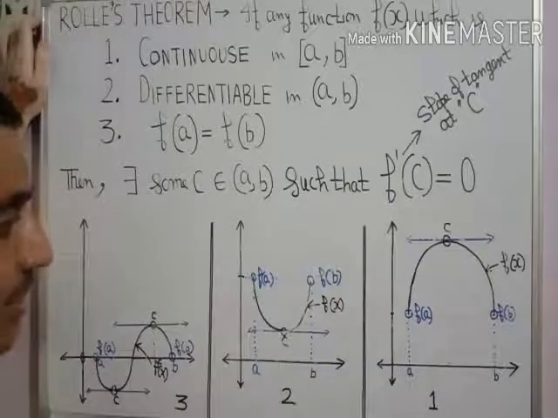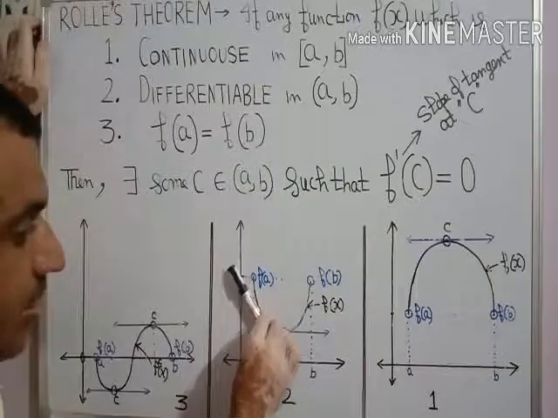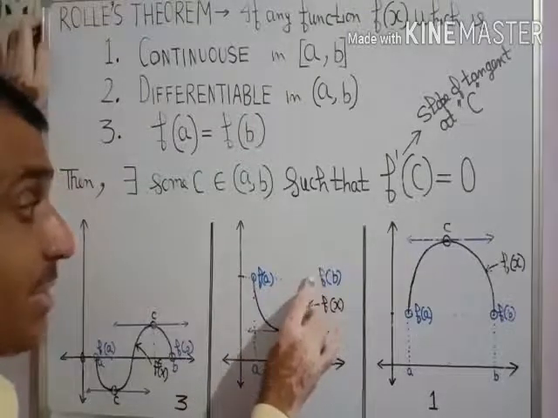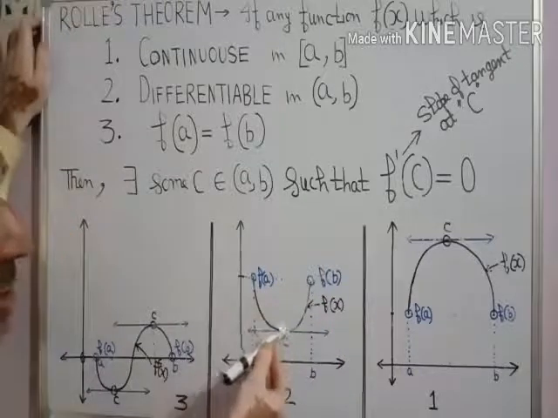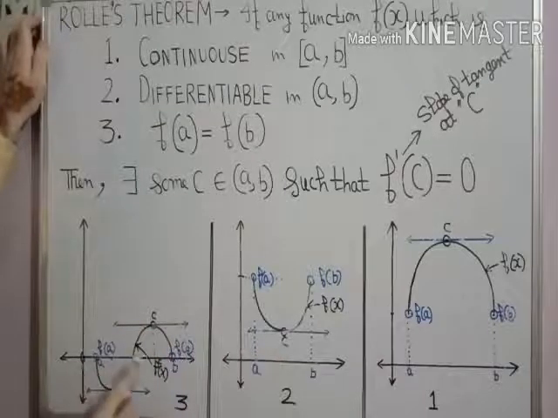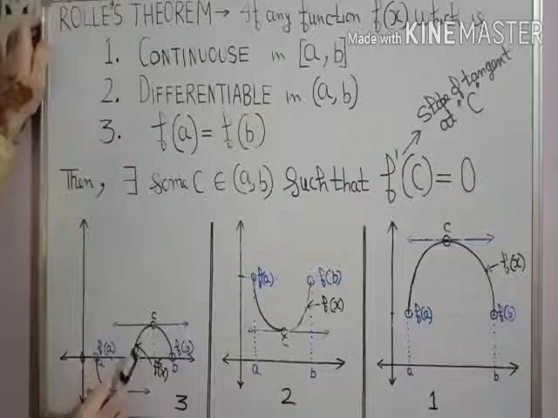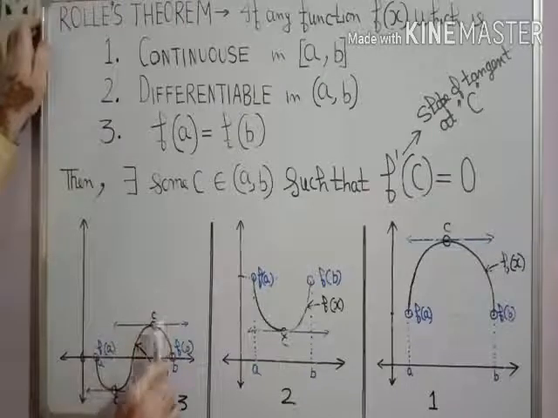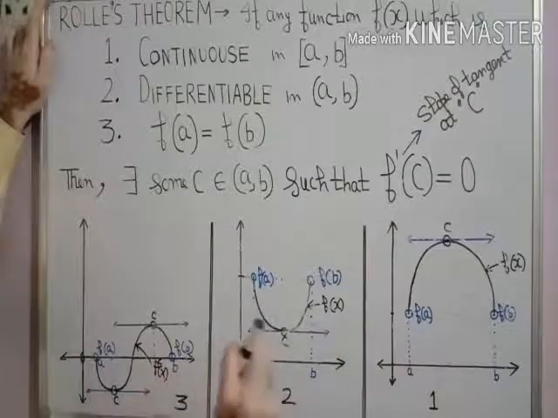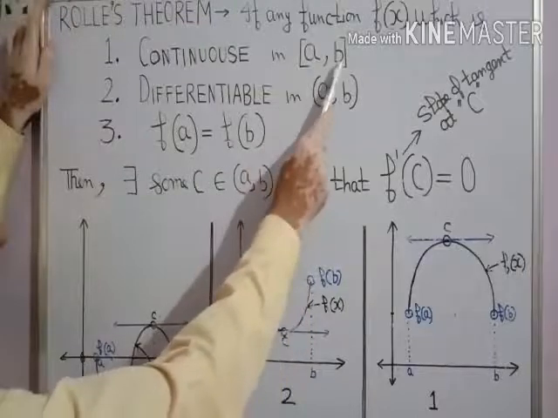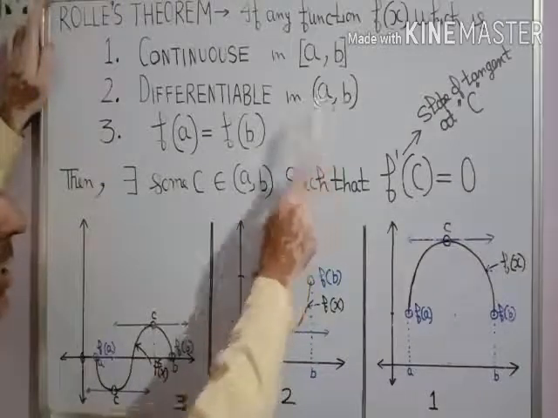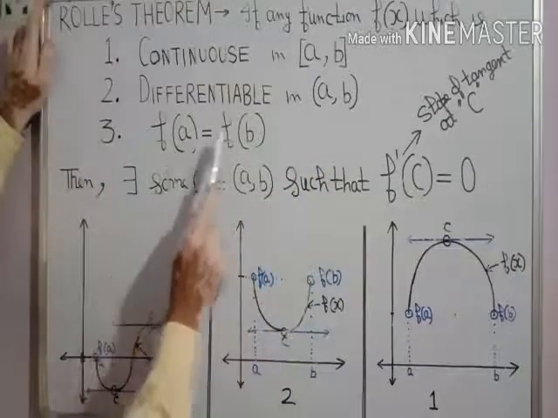Let us check in the second case. Yes, here also the function is differentiable because we can draw the tangent at any points on this curve except b and a. So this is also differentiable in open interval a comma b. You see in the third case, from a to b we can also draw the tangent at any points except a and b. It means this function is also differentiable. So in these cases the functions are continuous in closed interval a comma b, and these are differentiable also in open interval a comma b.